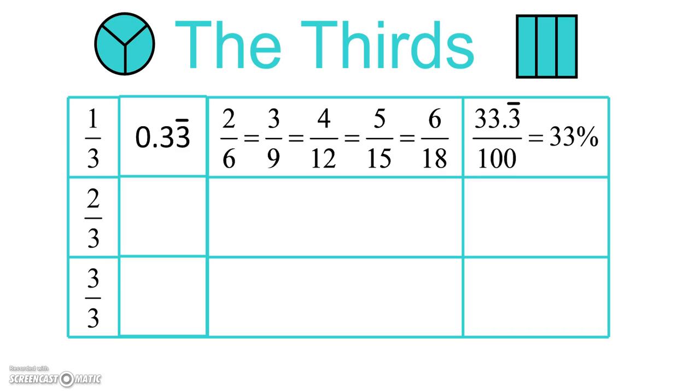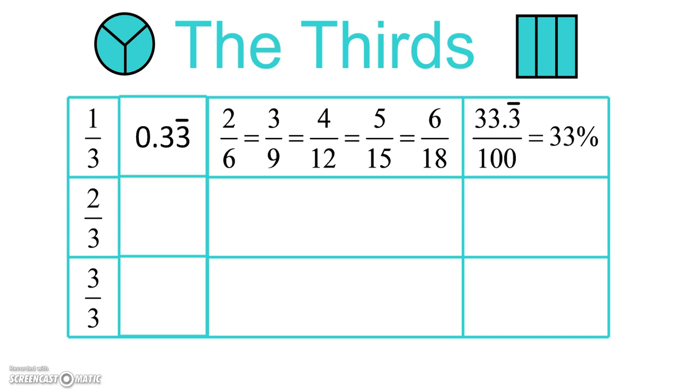33.33333 all over 100. Sometimes people will round the numerator to the nearest whole number and say that 1/3 is equivalent to 33%. If you want to be exact, you would say 33 1/3%. But for today, we'll leave it at 33%. Just understand that to be exact, you would say 33 1/3%.